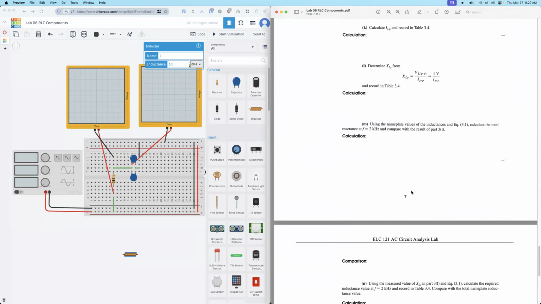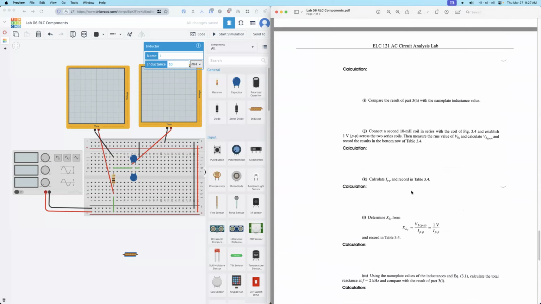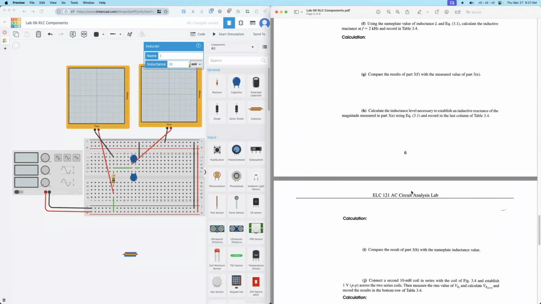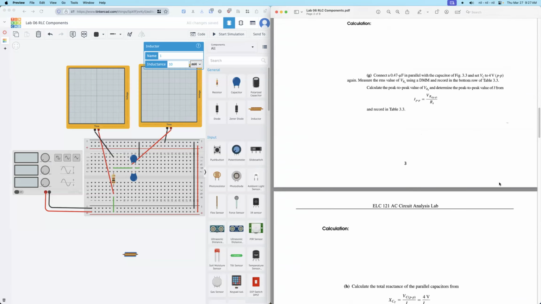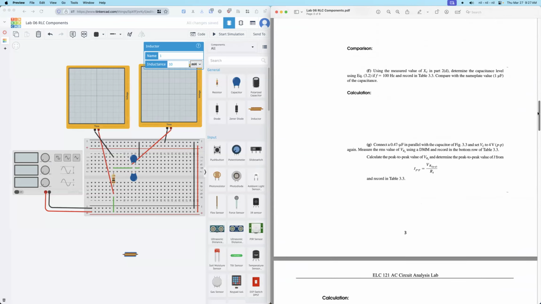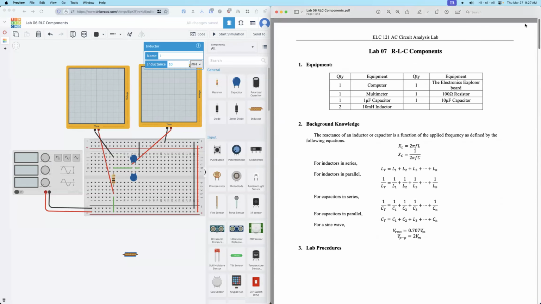Okay, so this is the whole process. First the RC circuits, then the RL circuits. Hopefully you can finish this today or by last Thursday. Okay, so now I can stop recording.